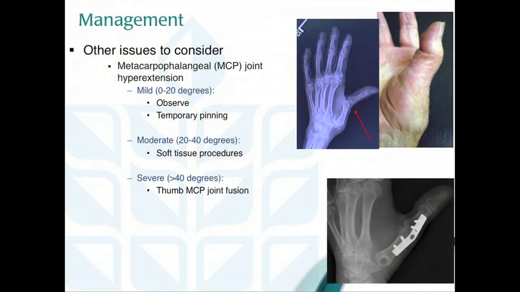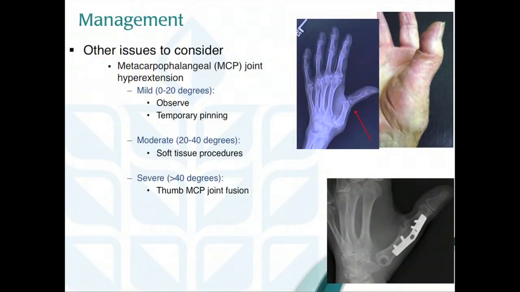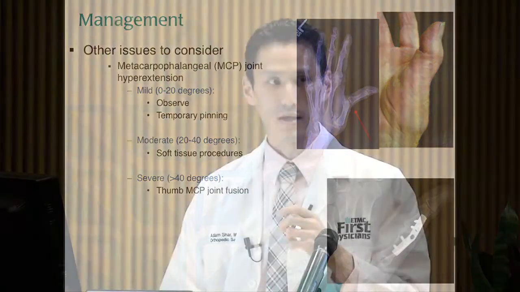If it's moderate, defined as that deformity being about 20 to 40 degrees bent backwards, then there are multiple soft tissue procedures that you can do to try to correct that deformity and put it in a more anatomic position. And if it's severe, meaning that this is bent way backwards, and just doing the soft tissue procedure, meaning working with the tendons or the joint around it, is not enough to correct the deformity, then the treatment for that is actually thumb fusion of that joint.